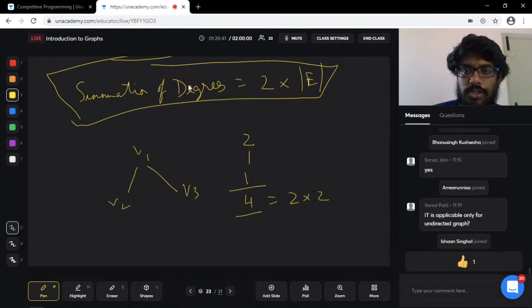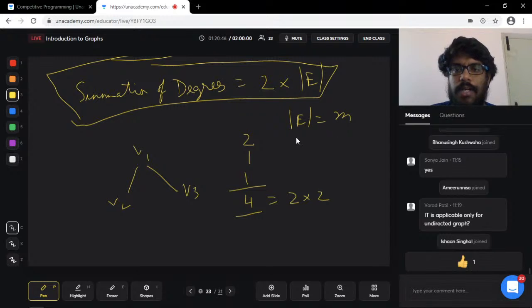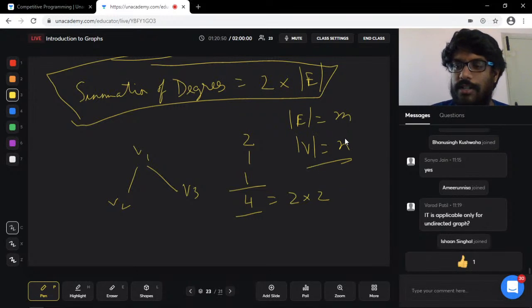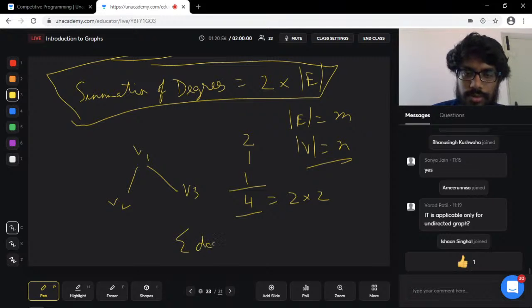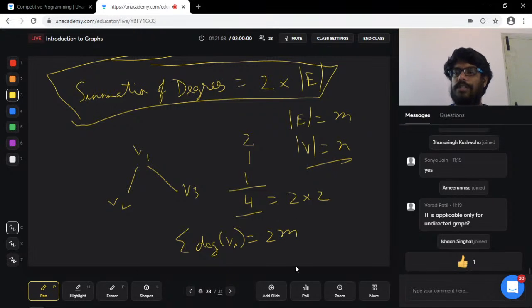Just to be clear, the number of edges will often be called m, and the number of vertices will often be called n. It is a common protocol that we use in a lot of places. So the summation of the degree of vi over all i is 2m, or 2e, whatever it is. It is a very hand-wavy proof, but this can be made very rigorous very easily. But I hope you're convinced of why this is true.